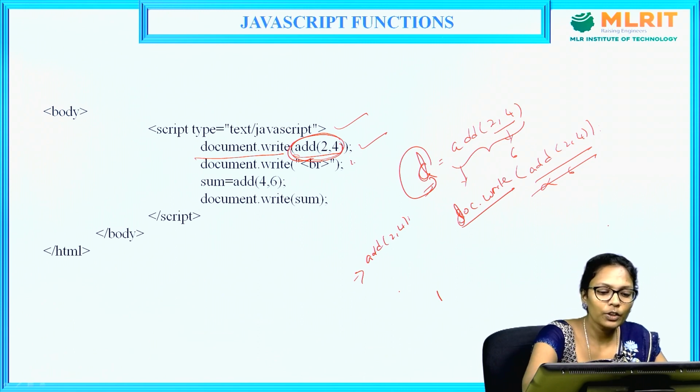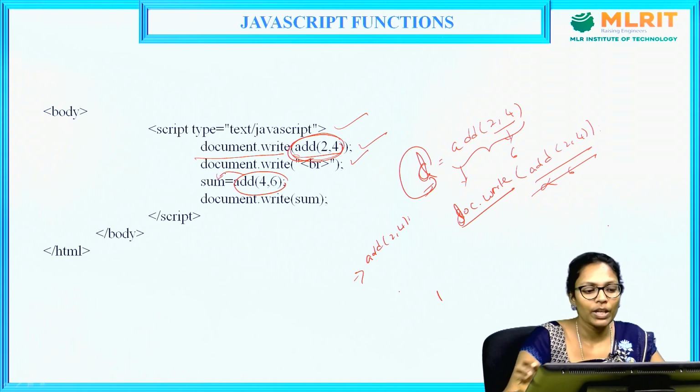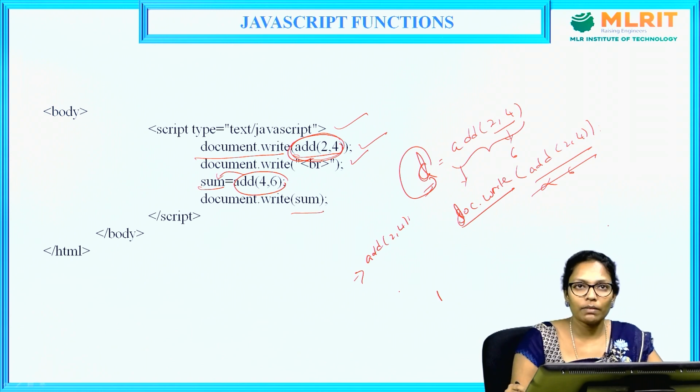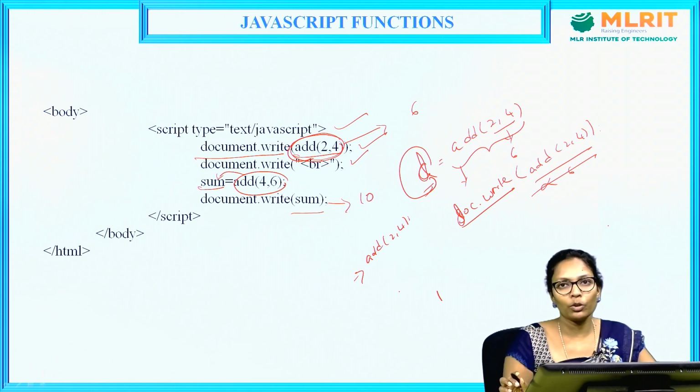Then after that you're giving a break, and again see here another way. You're calling the function again, add of 4, 6, but here instead of printing the value directly, you're storing this value in a variable called sum. So whatever the value returned by this add function will be stored in a variable called sum. Now in the next line you're printing that sum value. So in this line I will get 6, and in this line I will get 10. That is the output I'll get for this.